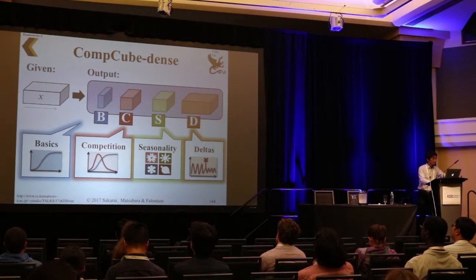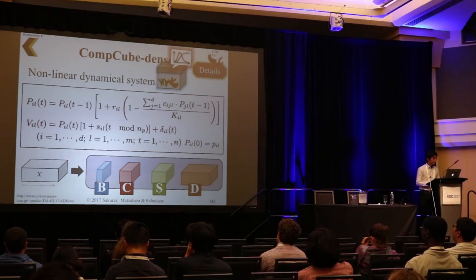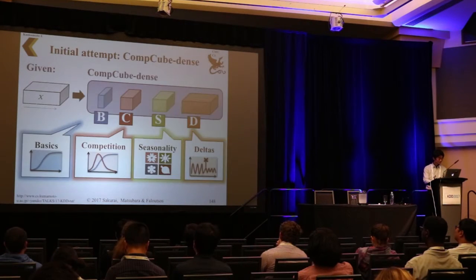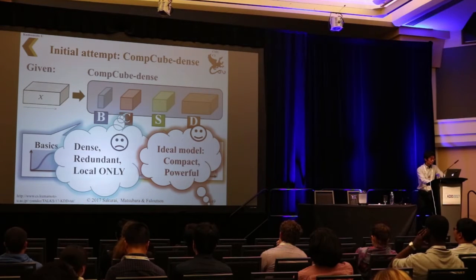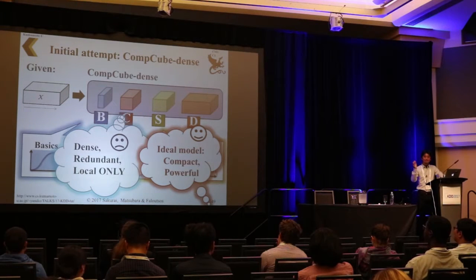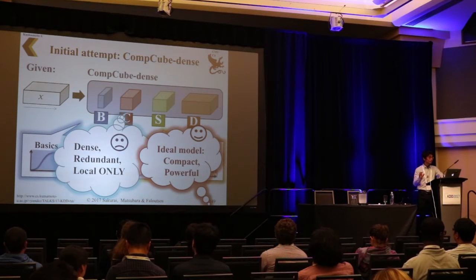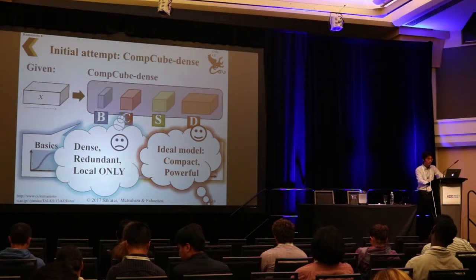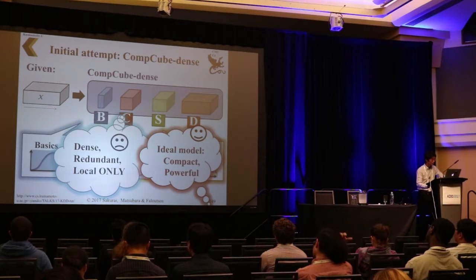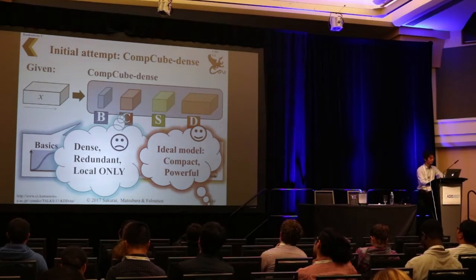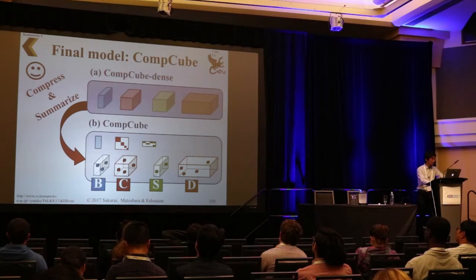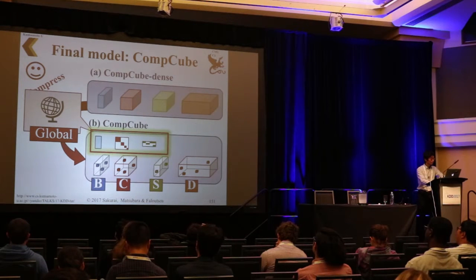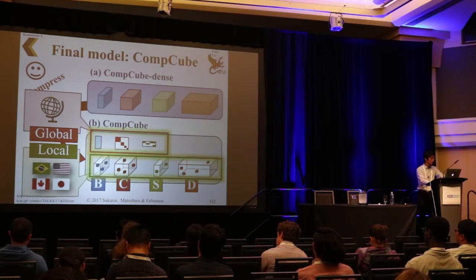And so this is the full model of our method, with basic, competition, similarity, and data. Let me skip the detail. Occasionally the data is dense. For example, information with US and information with Canada sometimes look similar, which means they are redundant. So an ideal method should be compact and provide a powerful representation. So we compress the data and summarize it. We model the global information and the local information separately.